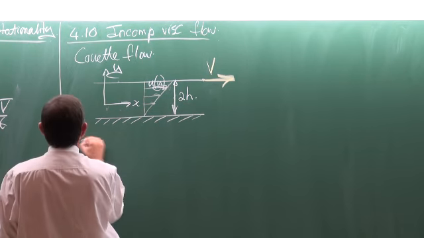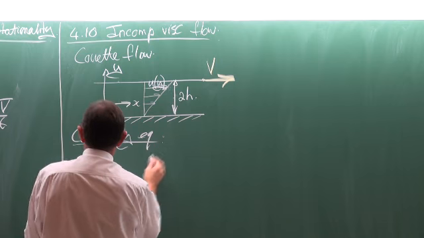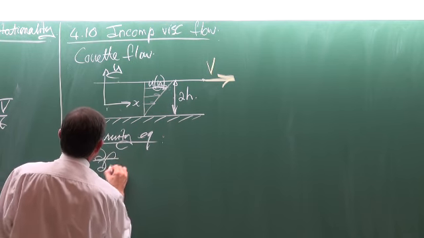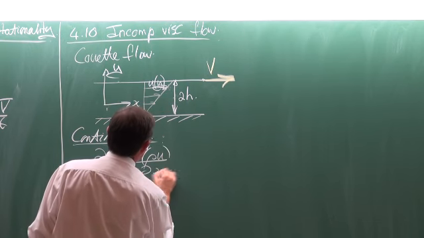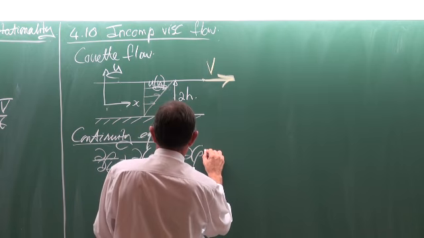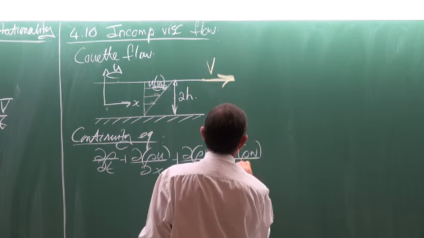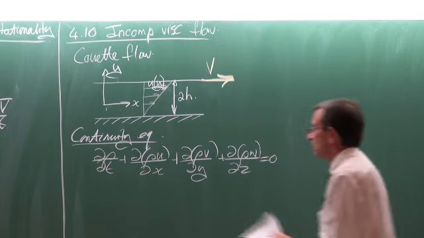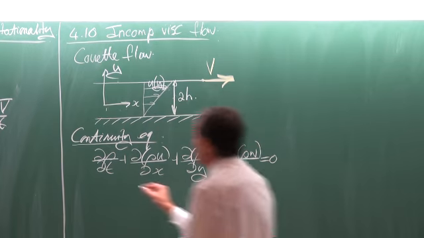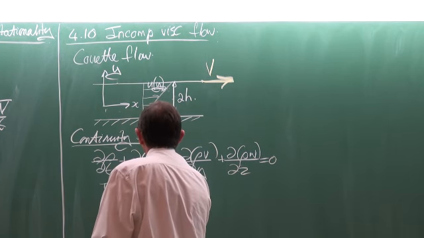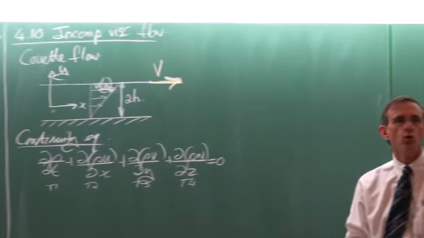So let's first start with the continuity equation. The continuity equation says partial d rho dt plus partial d rho u dx plus partial d rho v dy plus partial d rho w dz is equal to 0. Now let's look at all these terms. I'm going to refer to the terms as T1, T2, T3, and T4.